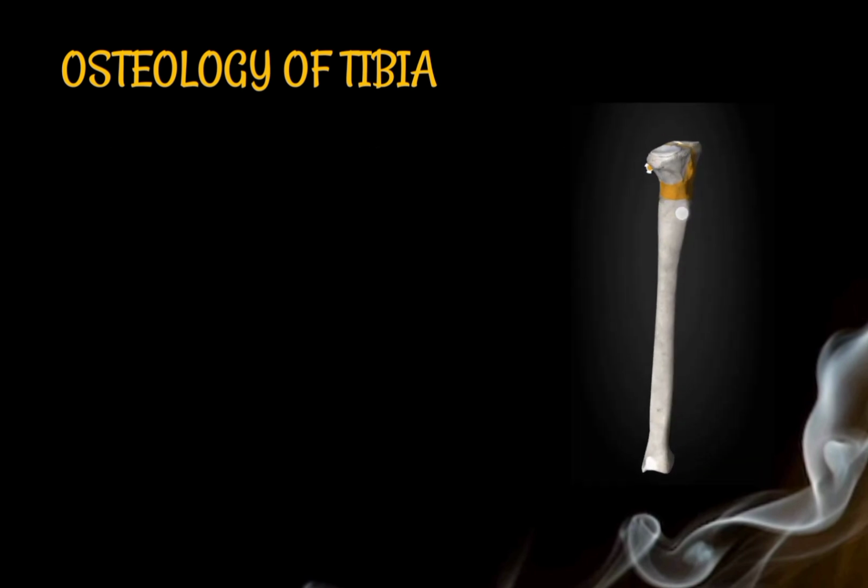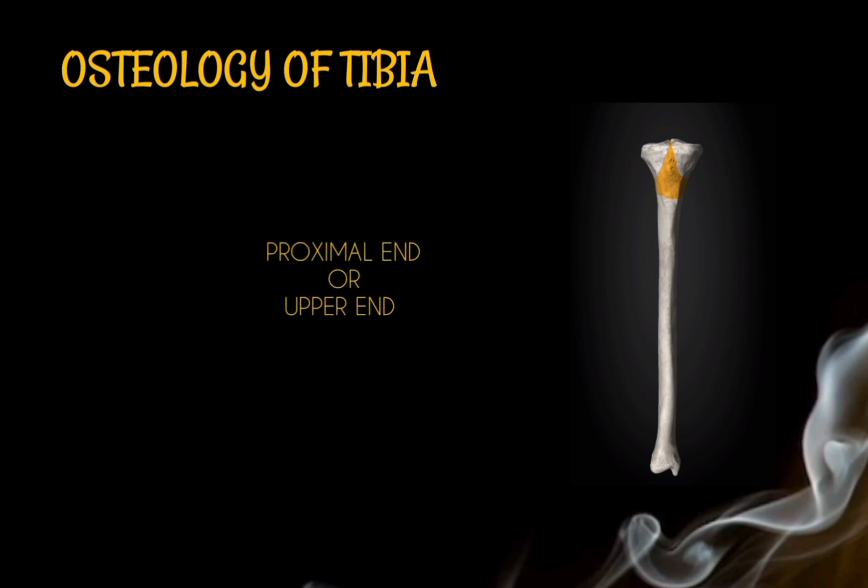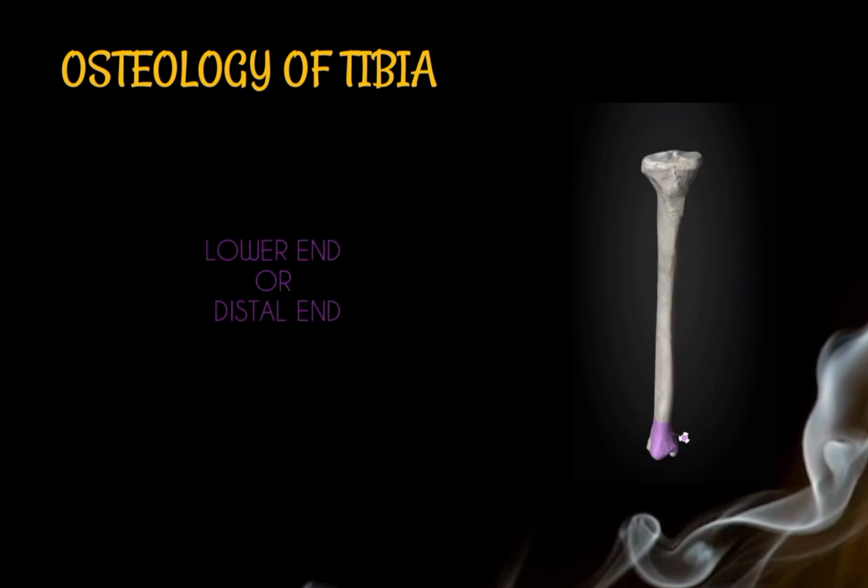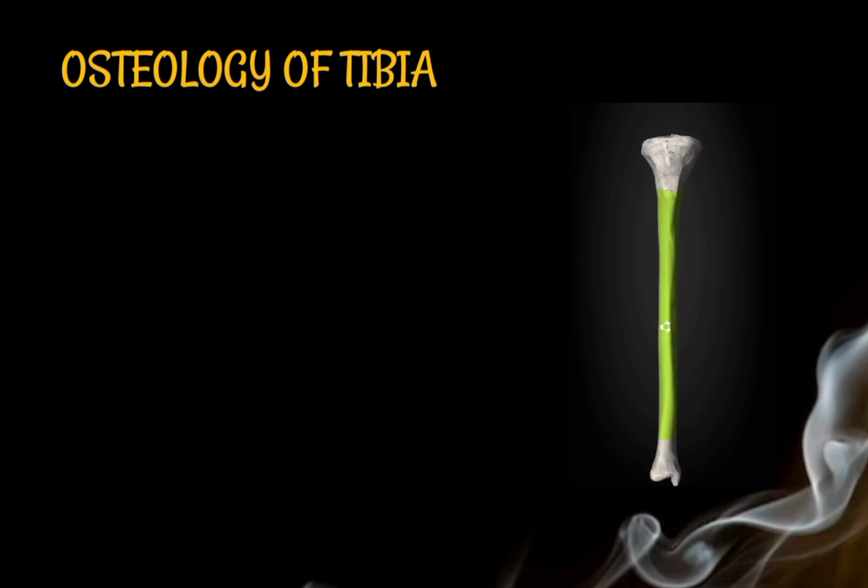So guys, here we have isolated the tibia bone, and you guys can see that this yellow marked area is the proximal end or the upper end of the tibia bone, and this purple marked area at the lower end is the lower end or the distal end of the tibia bone, and this green marked area is the shaft of the tibia bone. Now let's discuss the features of the upper end.